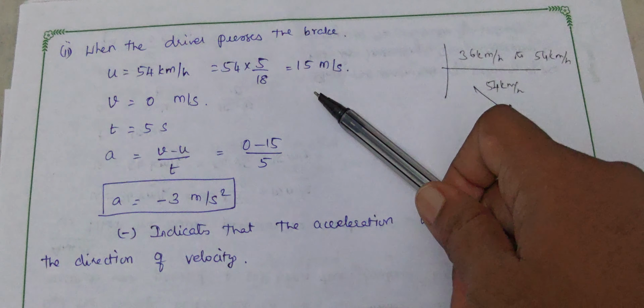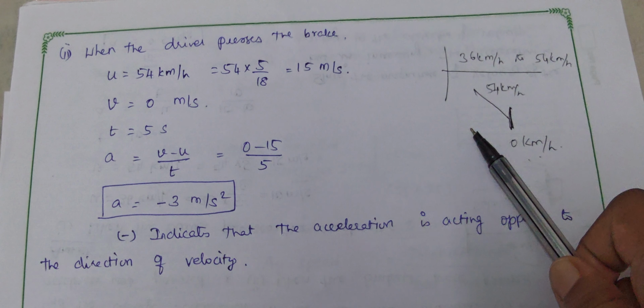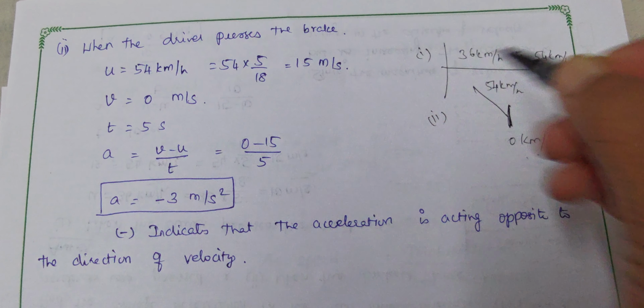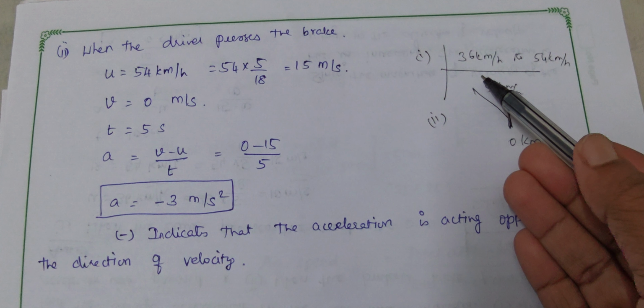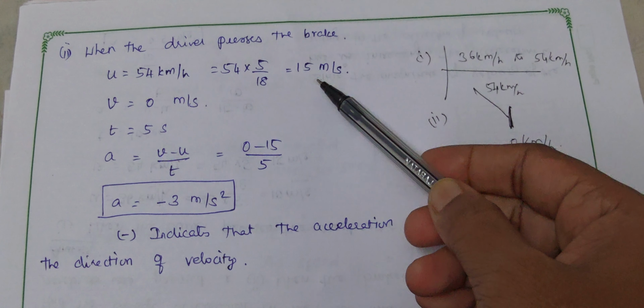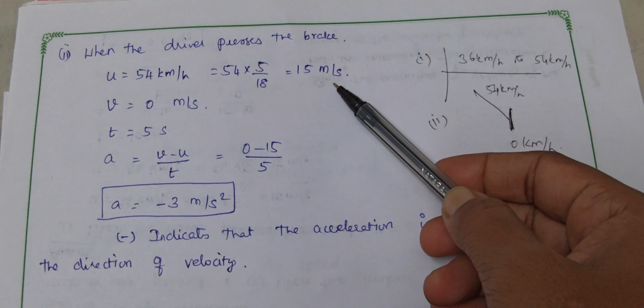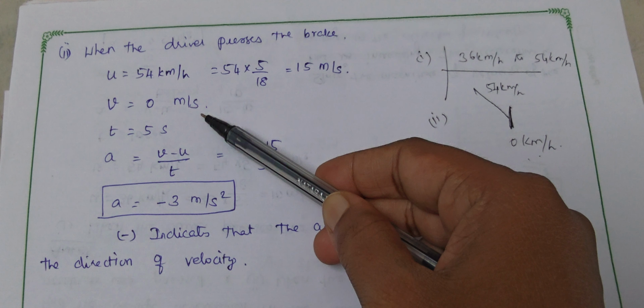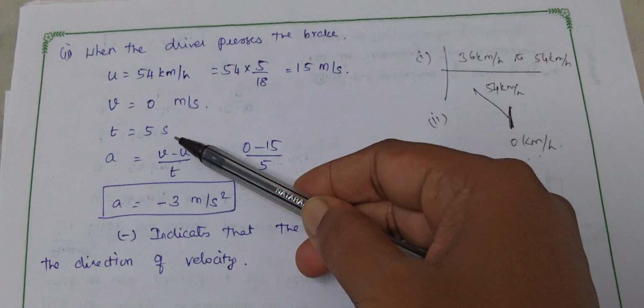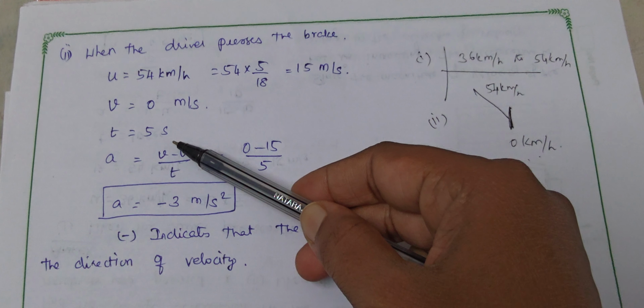The u, initial velocity of the bus in the second case. This is the first case and this is the second case. In the second case, the initial velocity is 54 kilometer per hour, which I have converted into meter per second, which is nothing but 15 meter per second. The final velocity is 0. So v is equivalent to 0 meter per second. What is the time taken? t is equivalent to 5 seconds.